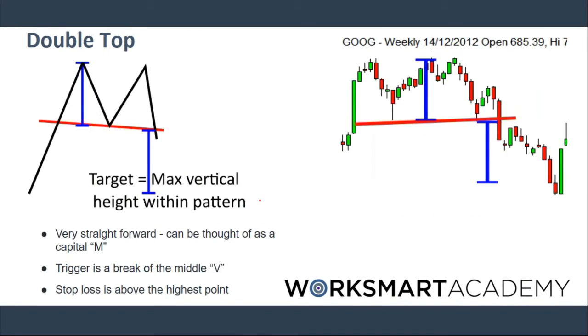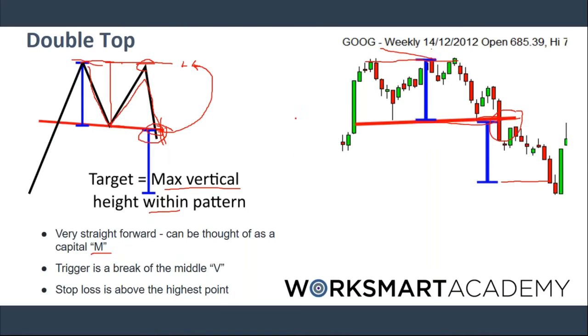Double tops. These are really straightforward and can be thought of as a capital M, so as M patterns. We have a high over there, we have an equal high over there. If I drew in a nice horizontal line, those prices should be plus or minus equal.